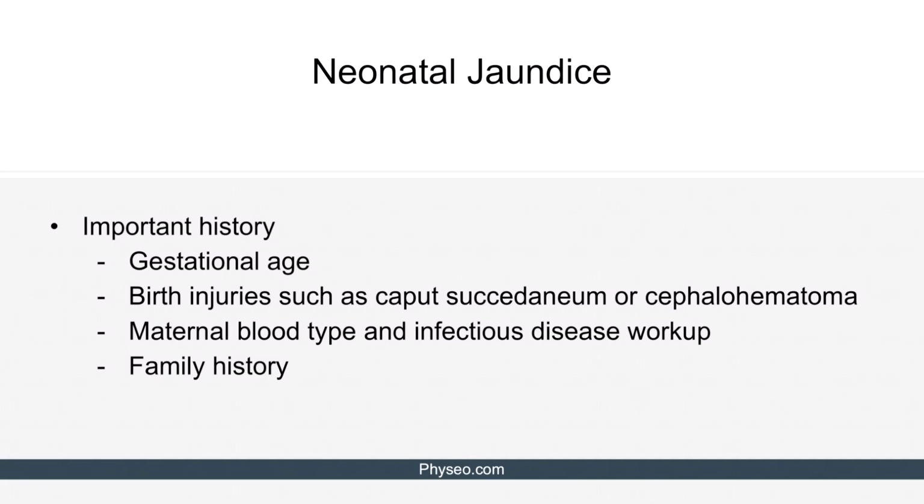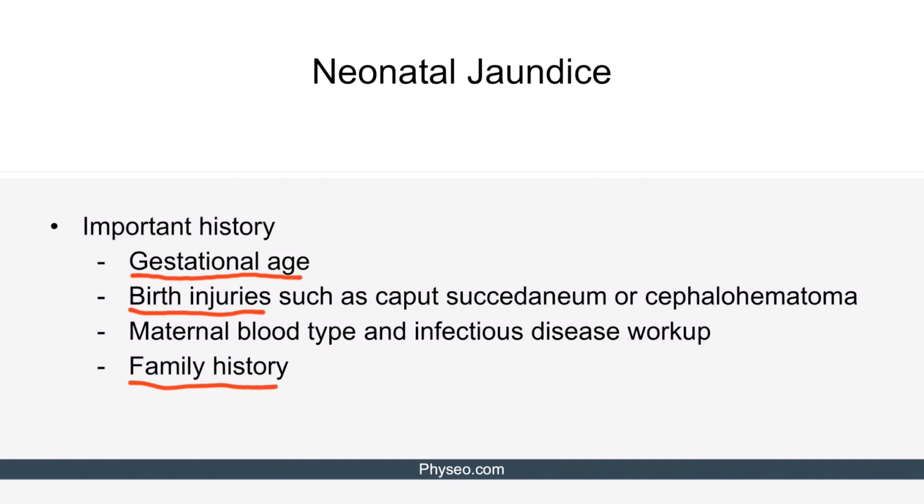When an infant presents with jaundice, there are several components of the history that are important to obtain. First is the gestational age of the infant. Next, one should determine if the infant experienced any birth injuries, such as caput succedaneum or cephalohematoma. This is important to know because the breakdown and reabsorption of red blood cells from these injuries can lead to jaundice. In an infant with jaundice, it's also important to learn the maternal blood type and if the mother experienced any infectious diseases throughout pregnancy.